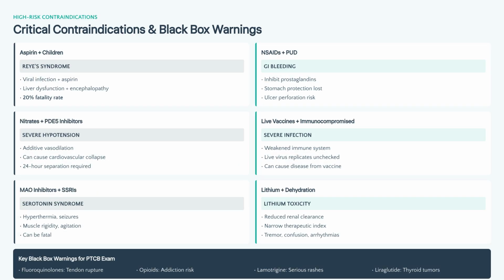Critical contraindications include aspirin plus children with viral infection, risking Reye's syndrome. Nitrates combined with PDE5 inhibitors can cause severe hypotension. Key black box warnings to memorize are fluoroquinolones for tendon rupture and opioids for addiction risk.